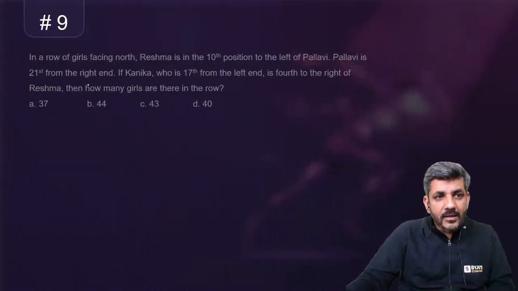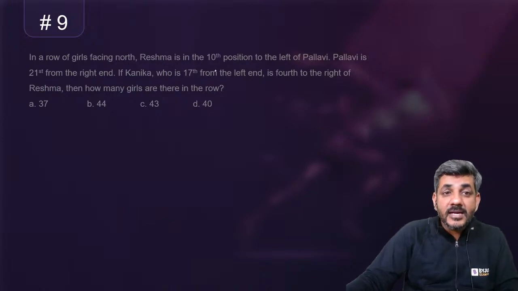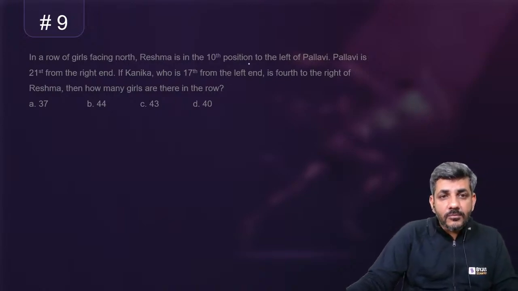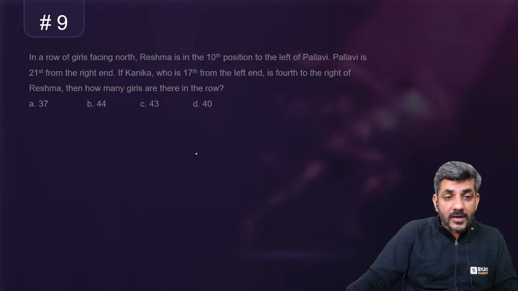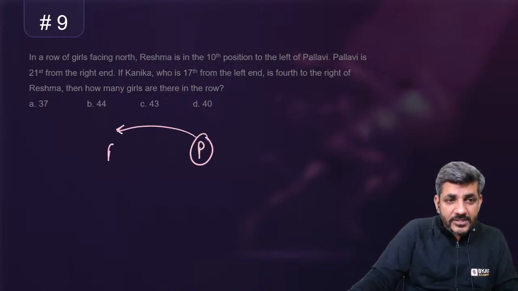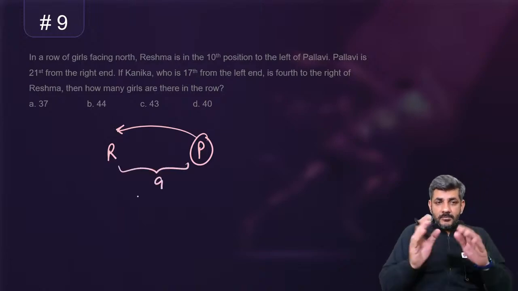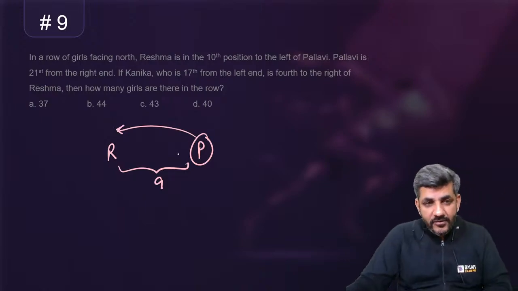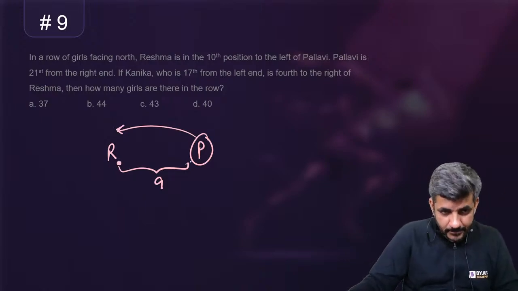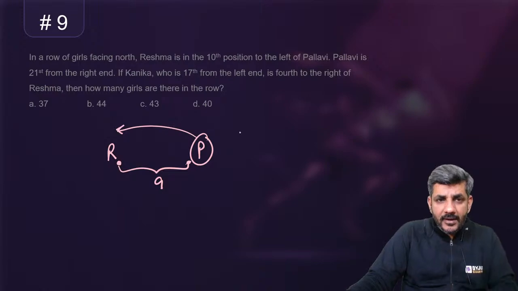What does it say? In a row of girls facing north, Reshma is in the 10th position from the position to the left of Pallavi. So Pallavi is here. Reshma is 10th to the left of Pallavi. So Reshma is here. Can I say there are 9 people between Reshma and Pallavi? Because Reshma is 10th to the left of Pallavi. So 9 people between them. I am putting this between.